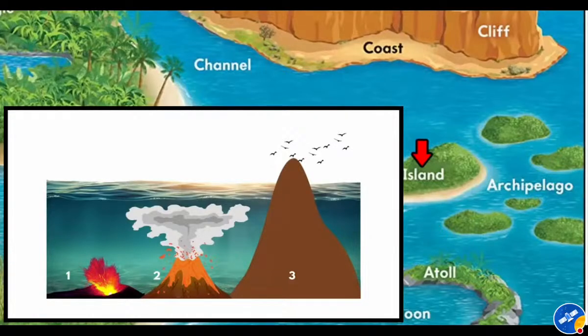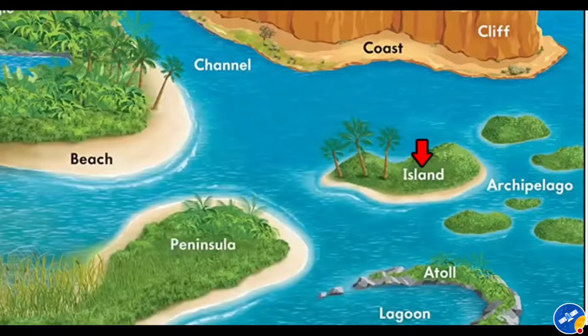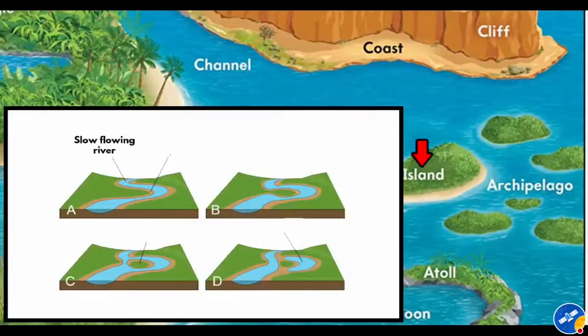But if you go back a little and try to understand how volcanoes occur under sea, then you will realize that when two oceanic plates collide or move apart, it leads to the formation of volcanic islands. So even tectonic activity plays a role in island formation. The third way by which an island is formed is through deposits of sand that came from erosion.